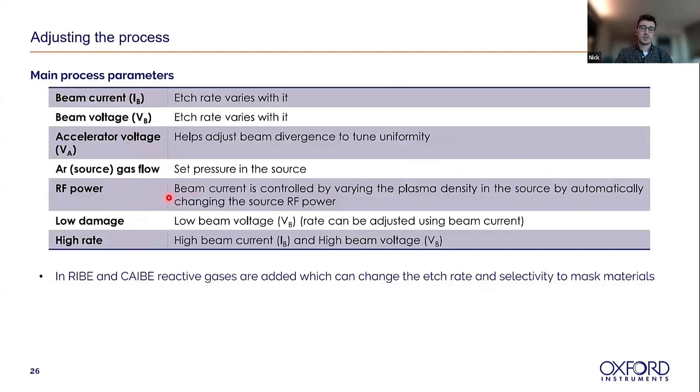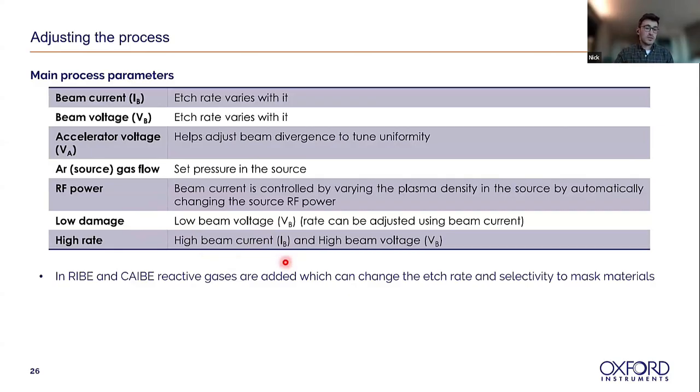The argon source, so again, just how much gas you're essentially flowing into the ICP. The RF power controls the density that you're getting within the ICP source, so kind of how many ions you're generating in the source. One thing that we try to do is make it low damage. So we try to use a low beam voltage to minimize the damage that we're getting. And if we want to do high rate, we'll go very high beam current, use a high beam voltage.